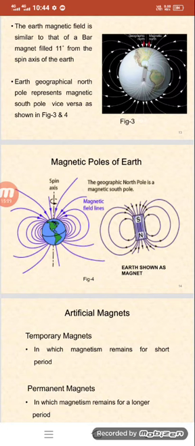Then we are going to talk about artificial magnets. Artificial magnets are man-made magnets, made by our experiments or by creating some mechanism. Artificially we are making the magnets, so those are called temporary magnets. In temporary magnets, the magnetism remains for a short period of time, but in the case of permanent magnets, magnetism remains for a longer period.